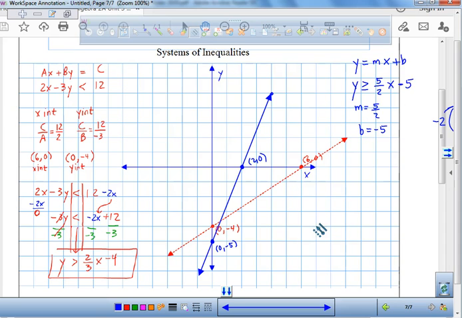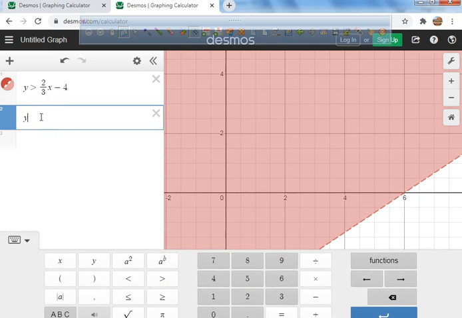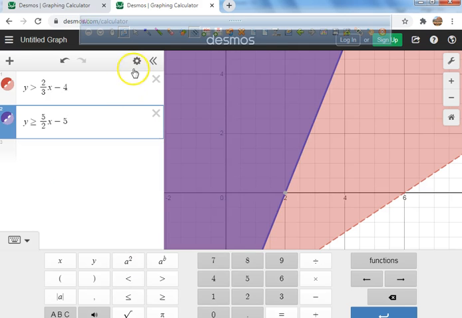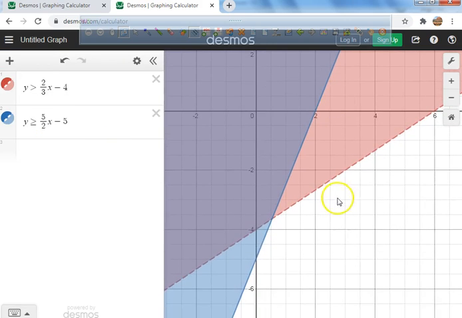All right. Now, in Desmos, I want us to type this in. Y is greater than or equal to 5/2x minus 5. So I'm going to go over here to Desmos. Okay, I'm going to take care of that right there. I'm going to put y is greater than or equal to 5/2x minus 5. All right, except I'm going to change it to blue. Okay, so we'll take a look at it.